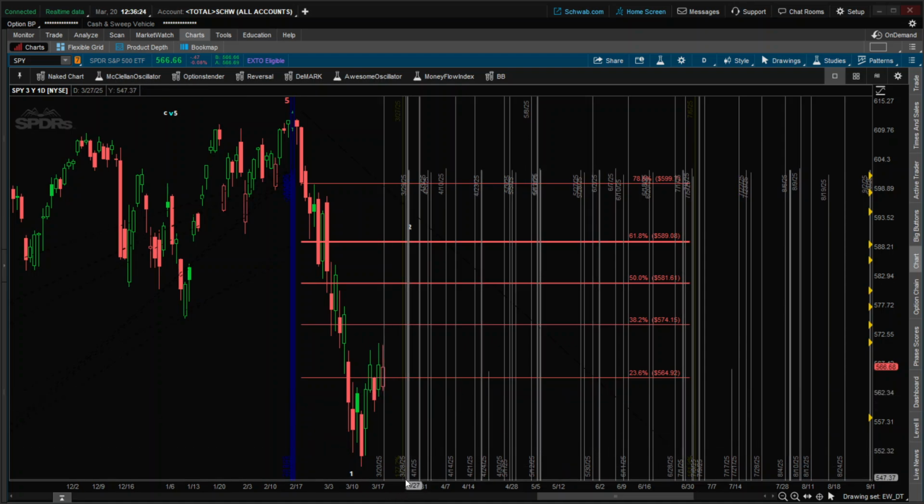But overall, 328 to 341 is the next cluster. And I think that's where price tops. I think that's where we're going to look for some sort of top. And then we continue the descent lower.